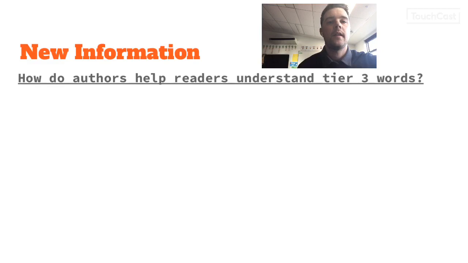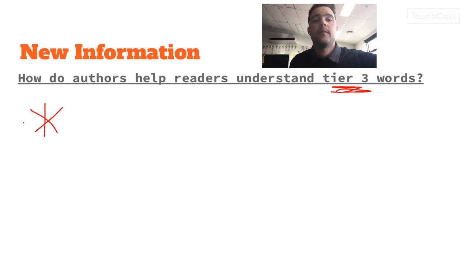So if these words, particularly tier 3 words, are only specific to a subject, if I'm reading about something I've got nothing about, if I'm reading about physics, how am I meant to know what all these words mean if I don't know anything about the topic? Well, authors do a few things for us to help us out. They might put one of these next to the word. They might bold a word.